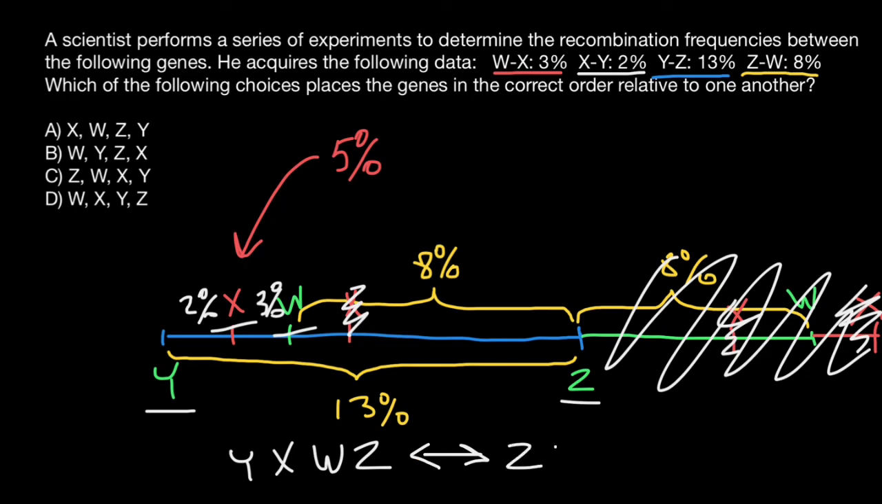So Z, W, X, and Y. Because we can flip the sequence, and this is going to be the same sequence but in a different order. We can only know the order, but we cannot say that this is the first gene and this is the last gene. This also can be the first gene and this the last, but the sequence is going to be the same.